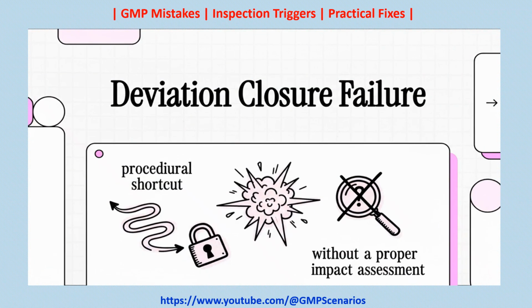Let's talk about a procedural shortcut that happens all the time in regulated industries. You know, it feels efficient. It feels like you're getting things done, but it's actually one of the most critical mistakes you can make: closing out a deviation without a proper impact assessment.